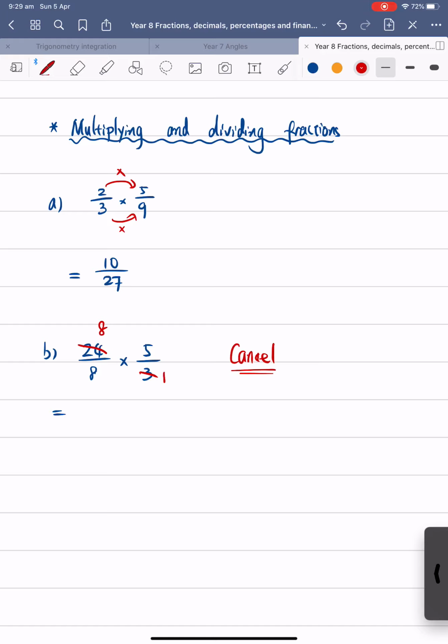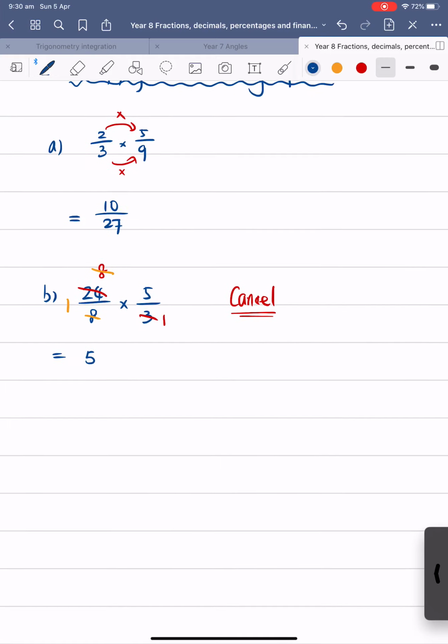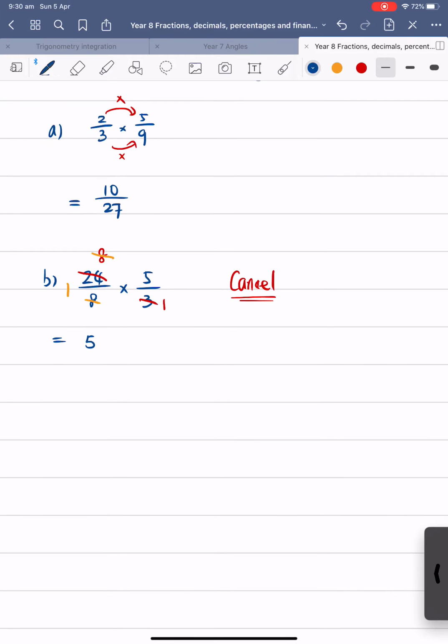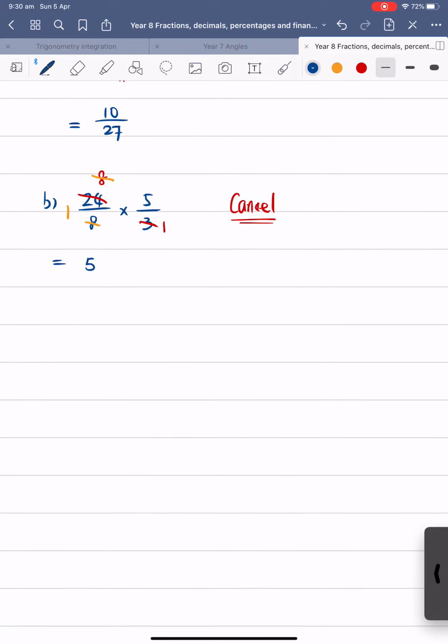Now, once you finish that, you can see that you've got 8 and 8. These two can be cancelled as well. So 8 divided by 8 is just 1. So what do you have left? You just have 1 left on one side. And on the other side, you've got 5 over 1 left. So that's just 5. That's the answer. It's much easier than multiplying 24 by 5 and then 8 by 3, and then simplifying. Much, much easier.